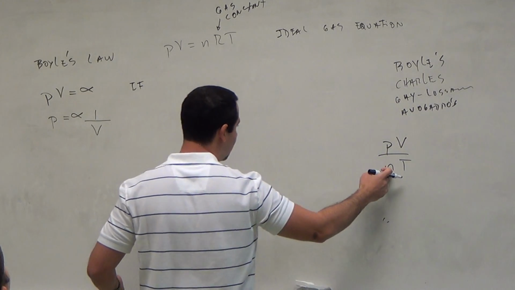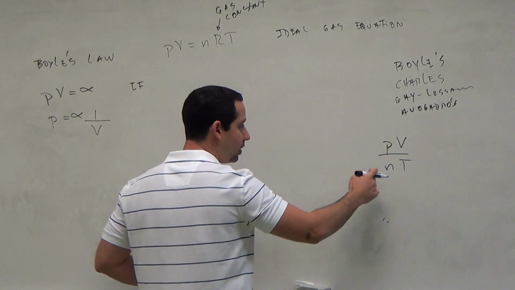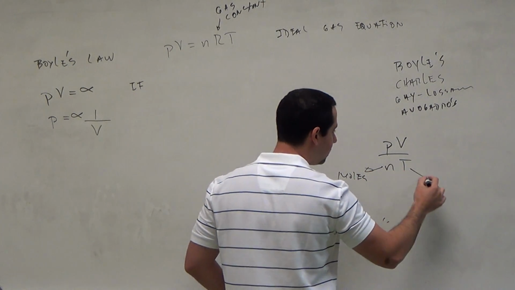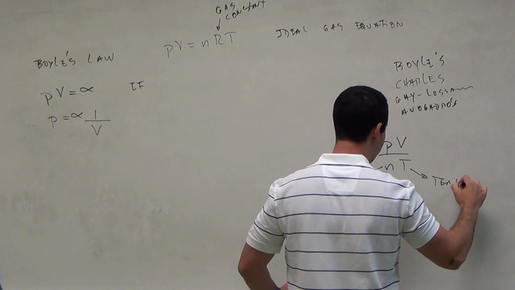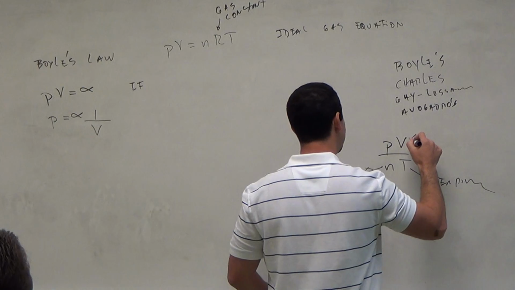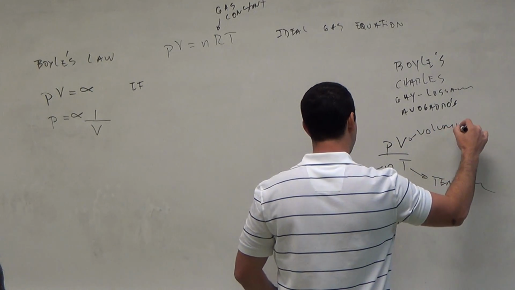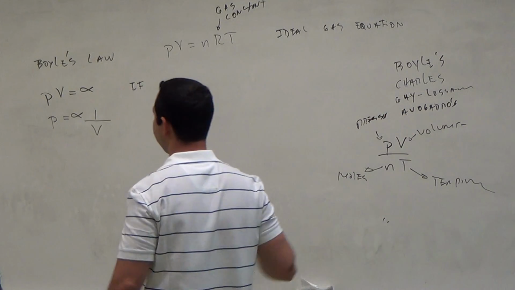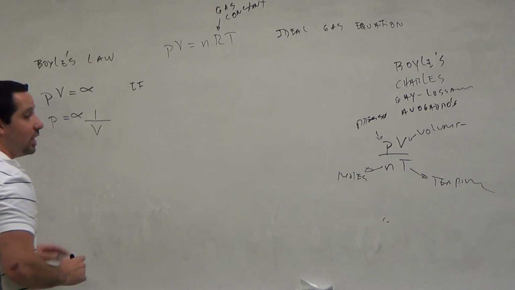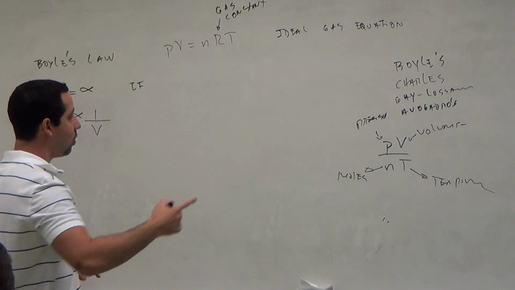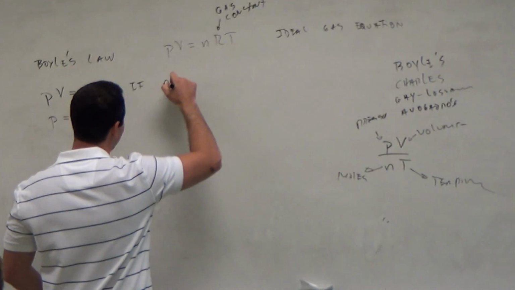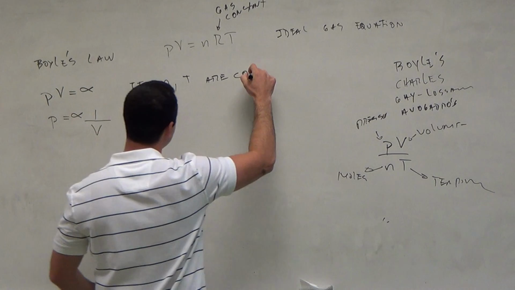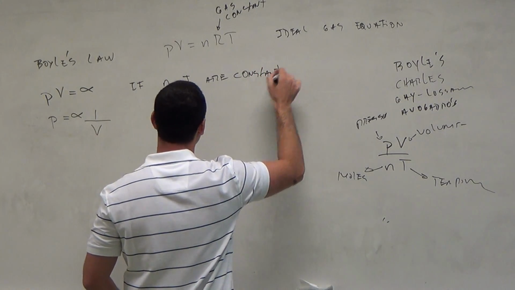What are the rest of them? N, which is number of moles. This is temperature. This is volume. And this is pressure. Outstanding. Very nice. If they are constant. So which ones are the constant? If N and T are constant. If you change them, then this is not true anymore, right?